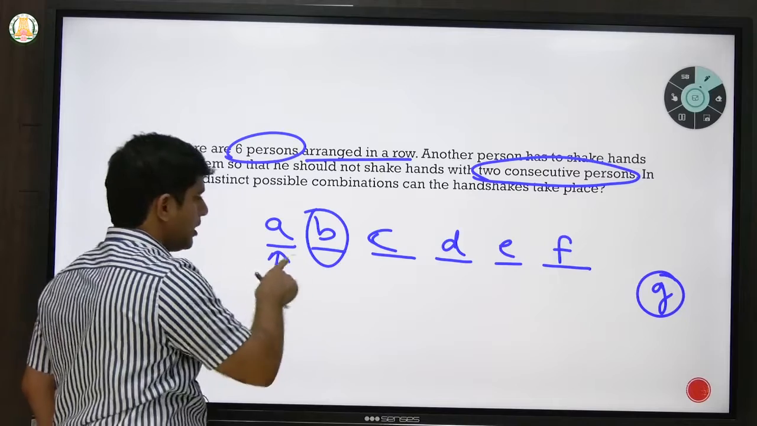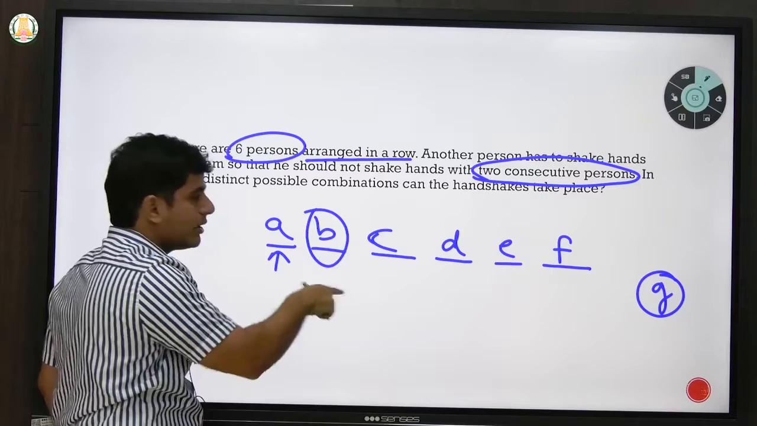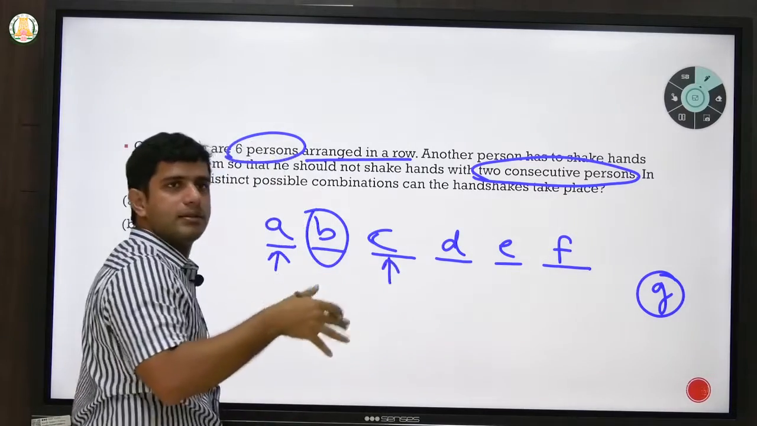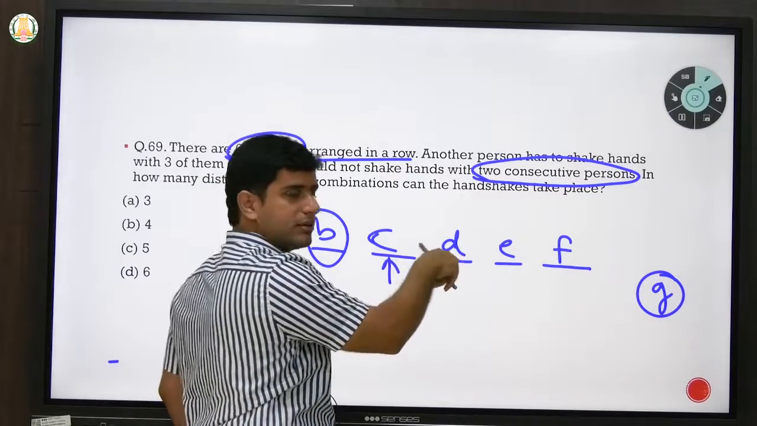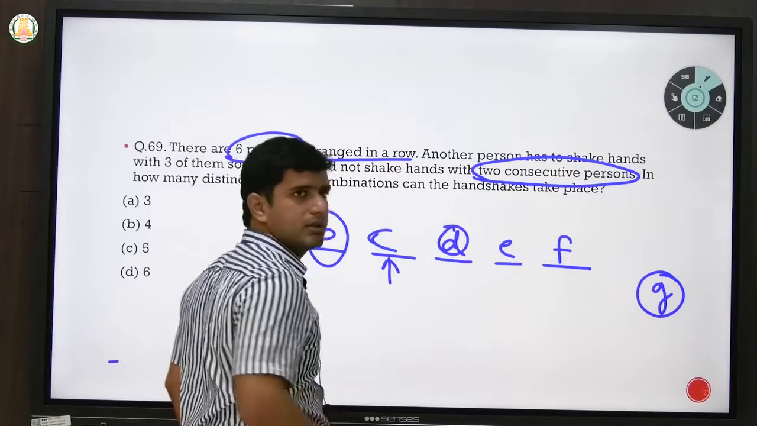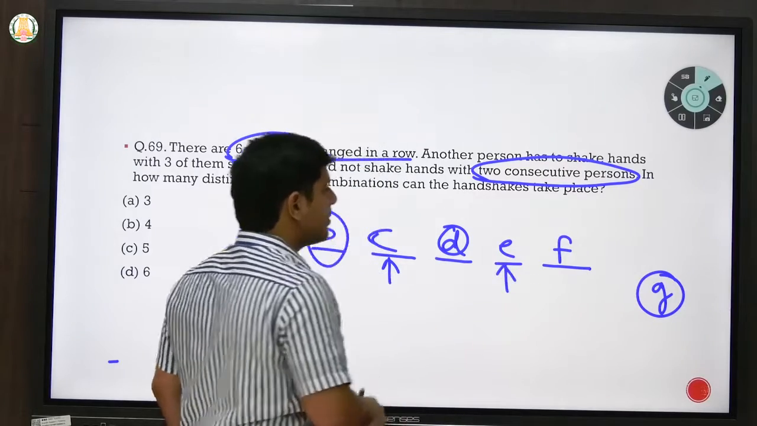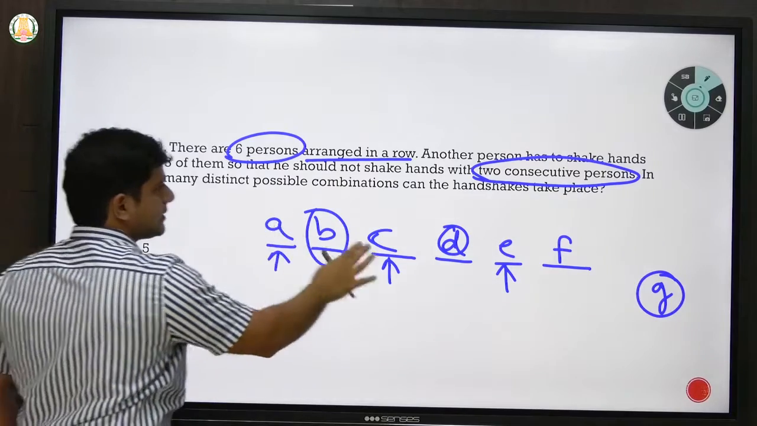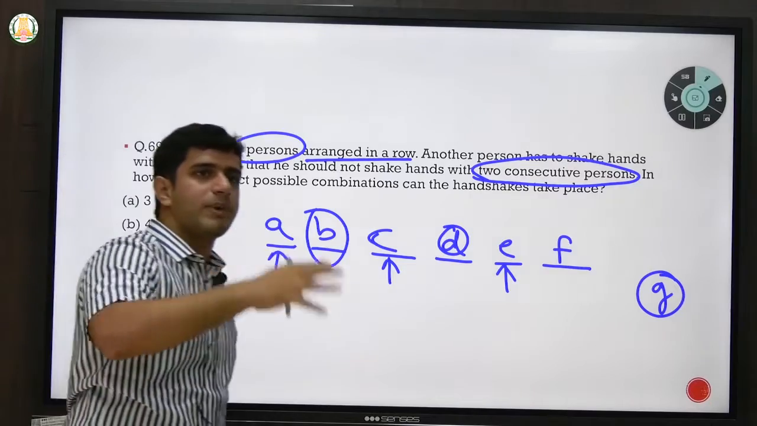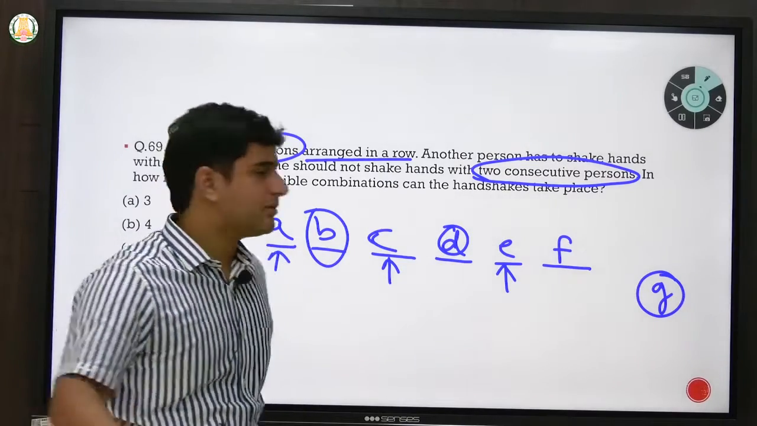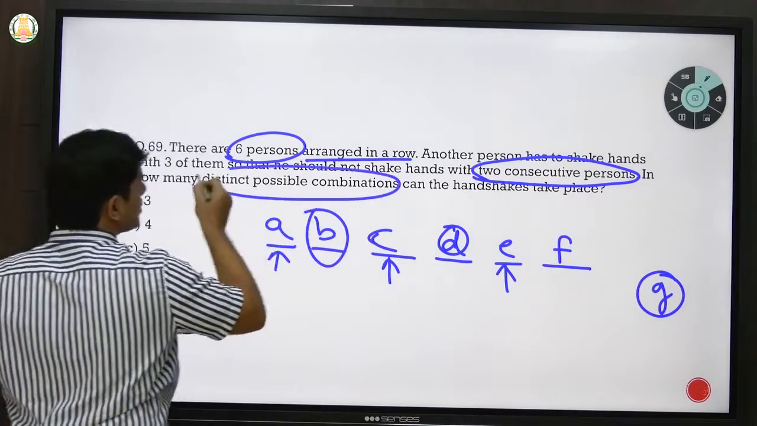But let's say he has first gone to A and shook his hand. Since he can't do so with B, he goes to C to shake the hand. This is the second person. Now since he has gone to C, he can't go to D, because D will be consecutive for him. So next he will go to E. That means when G shakes with A, C, E, it is one possible way of shaking hands with persons who are not consecutive to each other. Okay, so now what is he saying? How many distinct possible combinations?